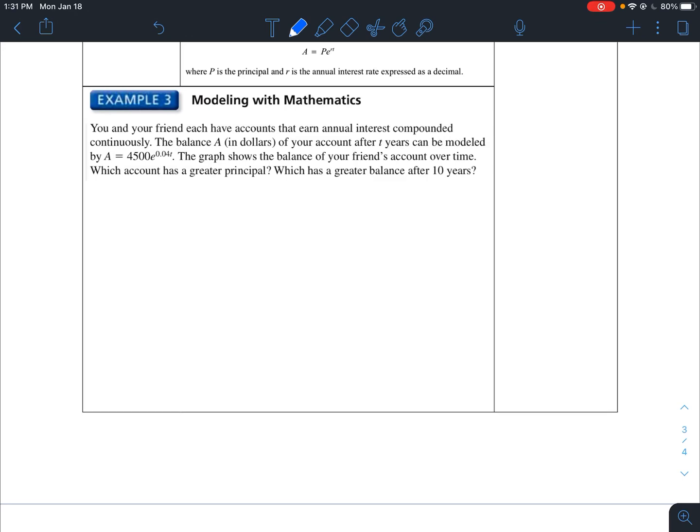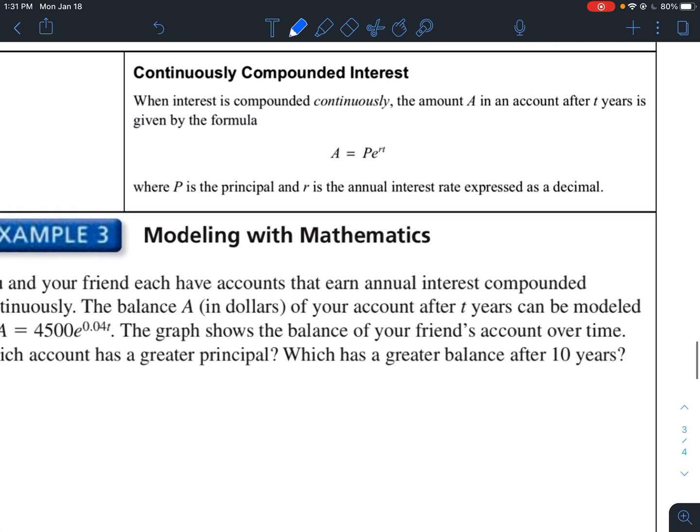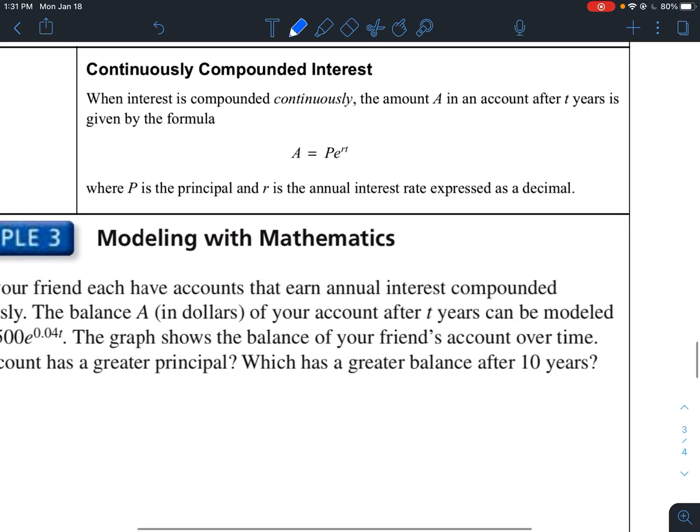E is actually really useful and is used a lot when we're talking about interest and compound interest, specifically when interest is compounded continuously. When interest is compounded continuously, we have an equation that helps us determine the amount of money that you can have after a certain amount of time. So the amount in an account after T years is given by this formula.